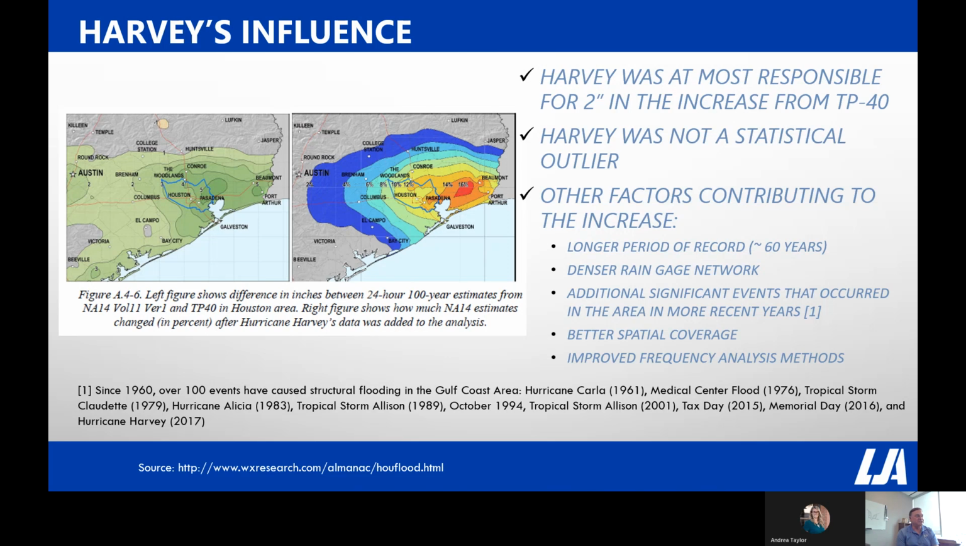And if you look down at the bottom of the slide in the black, since 1960, again, when TP40 was published, there's been more than 100 different storms that have occurred. And with Tropical Storm Allison and the Tax Day flood, Memorial Day, Hurricane Harvey, and even Hurricane Carla back in 1961. So all these additional 100 plus events that have occurred have been picked up by additional rain gauges. We have better spatial coverage of the rain gauges, and then also improved methods for doing statistical analysis for determining what our 100-year rainfall events might be.